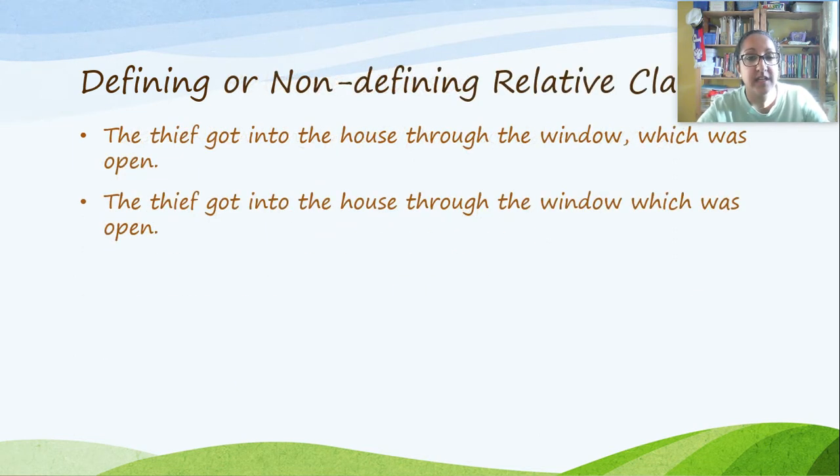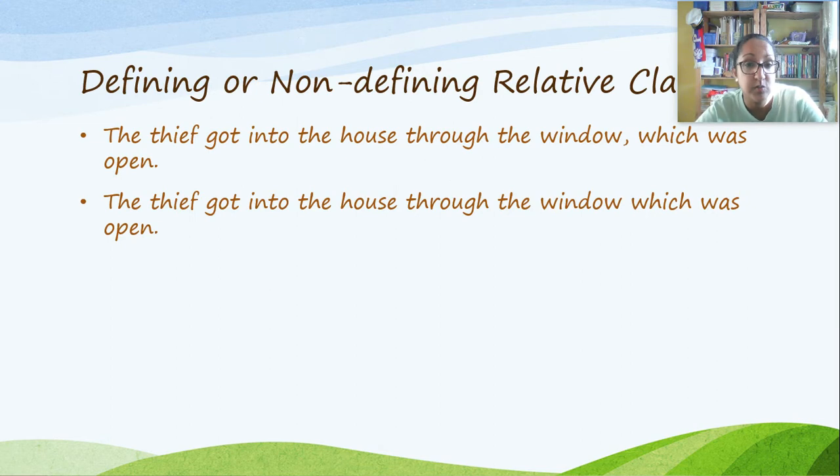Now, if we consider both sentences, both types of clauses together, the defining or the non-defining relative clause, these two sentences are almost identical. The only difference is the comma. So in the first sentence, we've got a comma after window before which, but in the second sentence, there are no commas.